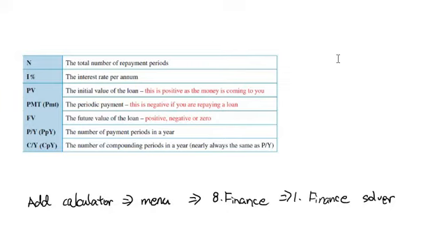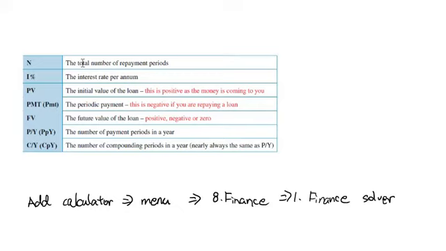To go to the finance solver function in your calculator, you first need to add the calculator, and then go to the menu section, then go to Add Finance, and then go to Finance Solver. Once you enter into the Finance Solver, you will see some kind of table like this.